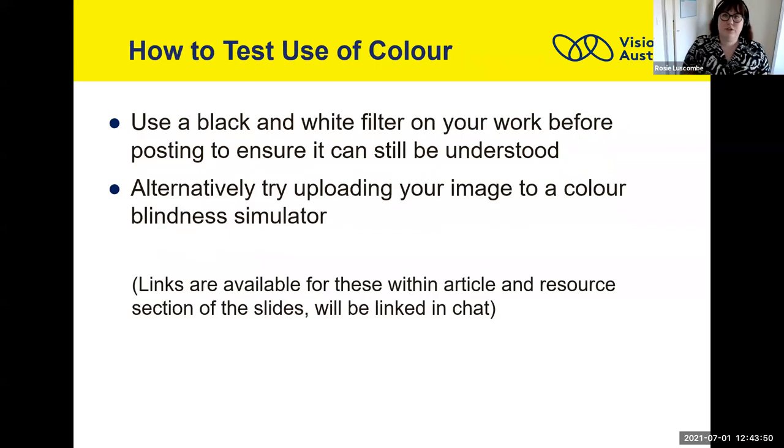So moving on to how to test use of color, some links will be available in the chat based on what I talk about. The first one is to use a black and white filter on your work before posting it to ensure that it can be understood. By using a filter, you can see whether you are just using color alone. Another good way is to put the filter on as well, but get a colleague or have someone else take a look at it and make sure that it can still be understood without color. Alternatively, you can try uploading your image to a color blindness simulator, which can help you see that as well.